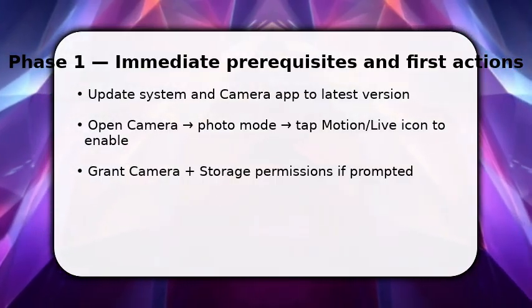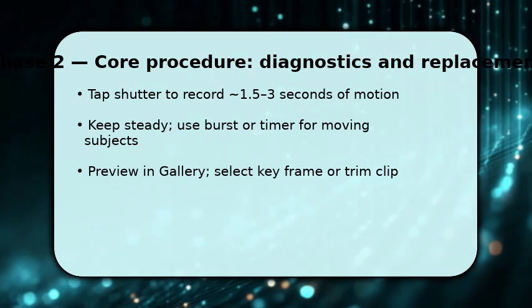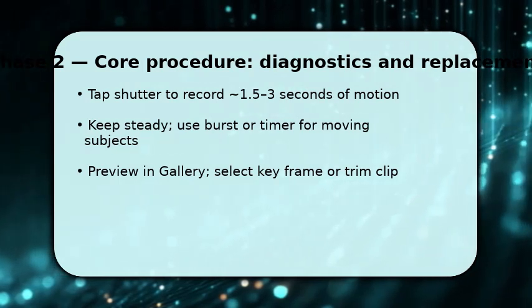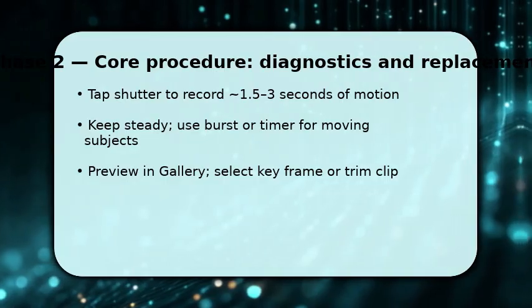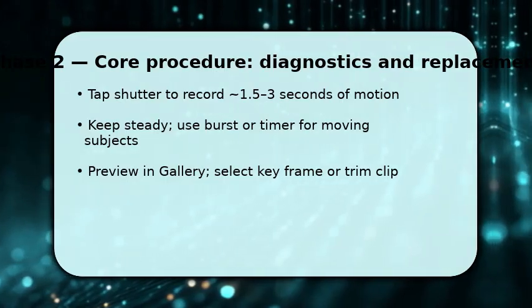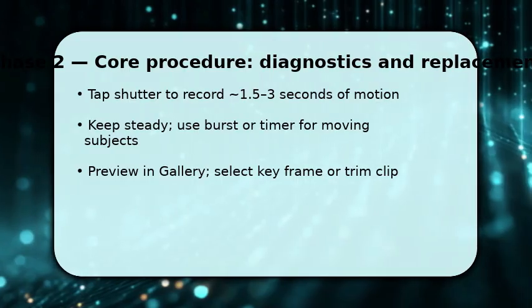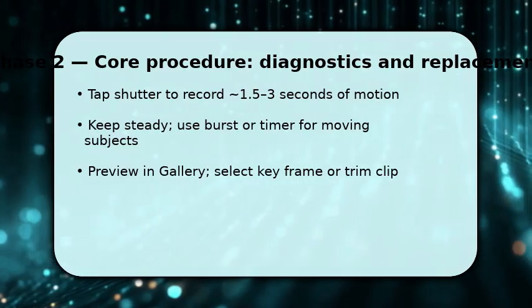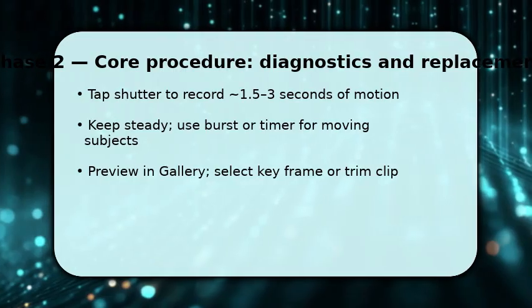Now focus on execution. Tap the shutter. Live photo records about 1.5 to 3 seconds of motion around the shot, so anticipate actions slightly before you press. Keep the phone steady or use a short timer for moving subjects. You can combine burst if you need more options.